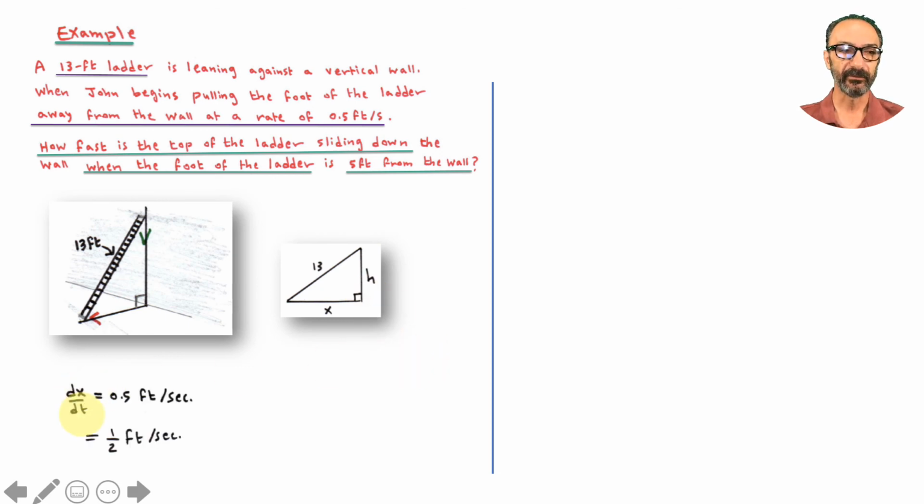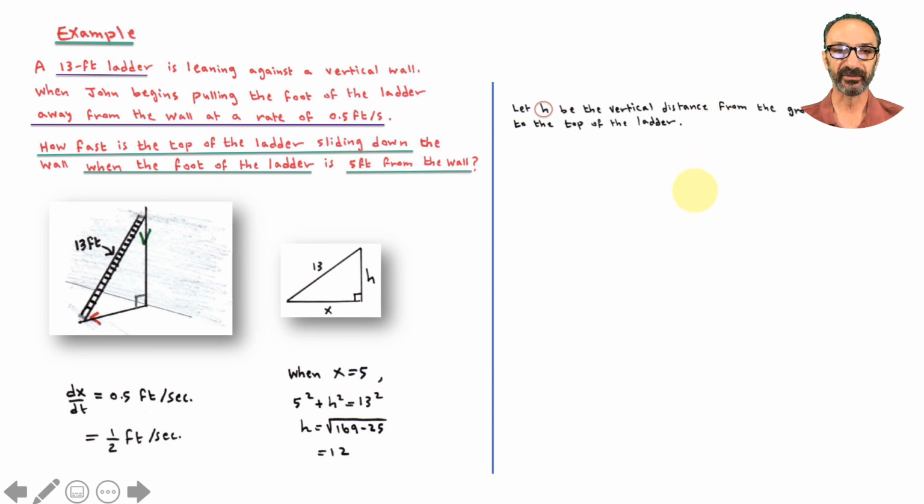The dx/dt was given to me up here, 0.5 feet per second, or half feet per second. When x equals 5, the right triangle says 5 squared plus h squared equals 13 squared. So when this is 5, I could find the height. At that moment, it's 12, just using the Pythagorean theorem. So when this is 5, this is 12, and this is always 13.